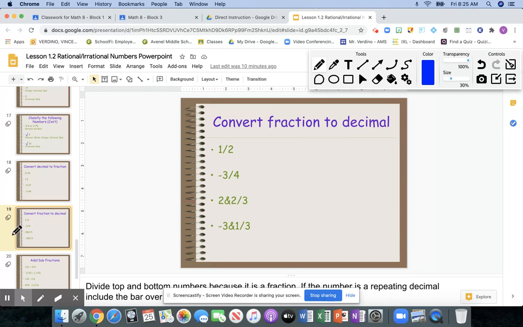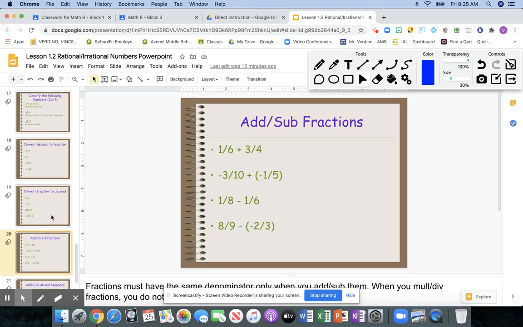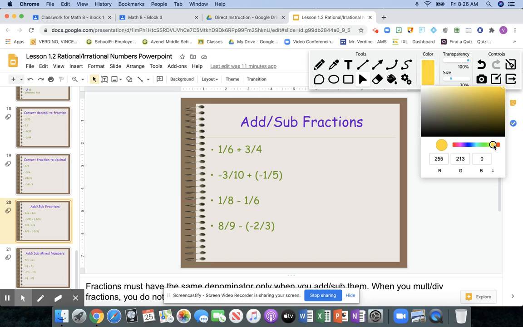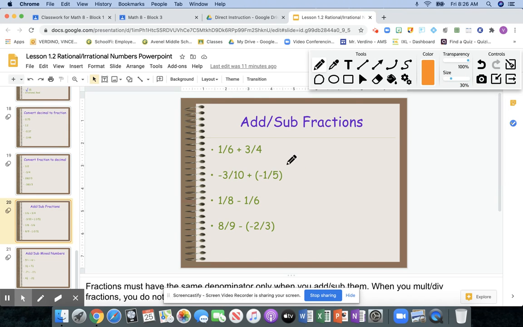Now, moving on to adding and subtracting fractions. If you are adding and subtracting fractions, one big piece of advice you have to follow is you have to have the same denominators. So if I have 1/6 plus 3/4, I want to make sure they have the same denominator. In order to find the lowest denominator possible, I want to find the lowest common denominator or the least common multiple. So in order to achieve this, I could list out my multiples of the denominator.